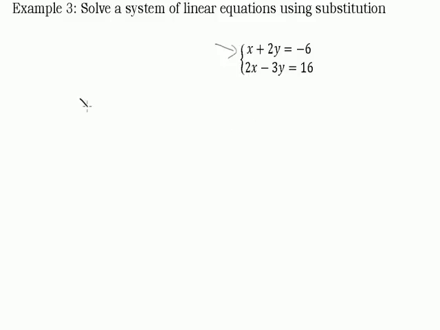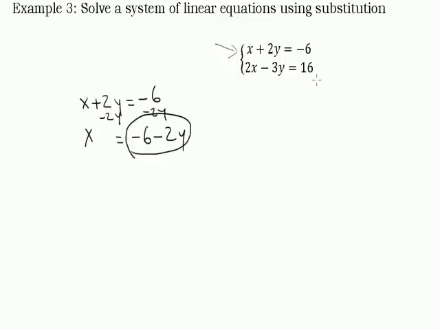We're going to take that x plus 2y equals negative 6 and solve the equation for x, that is, get the x by itself. In doing that in this particular problem, we're going to subtract the 2y from both sides. We should end up with x equals negative 6 minus 2y, or negative 2y minus 6, it doesn't matter which way you write it. But we now have the x by itself. Very importantly, we need to take this amount and plug it into the other equation.